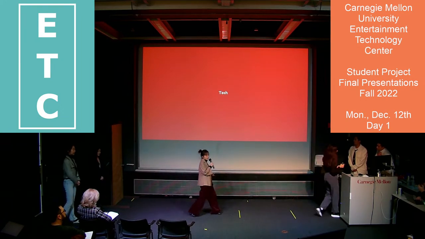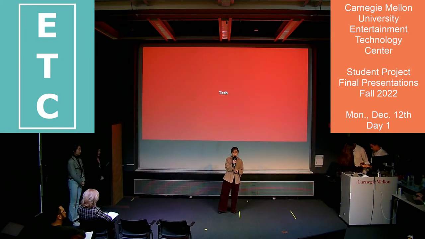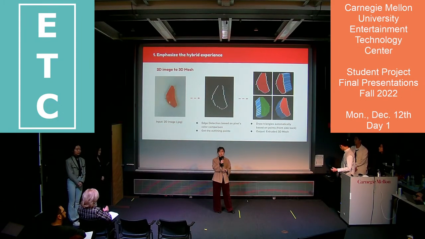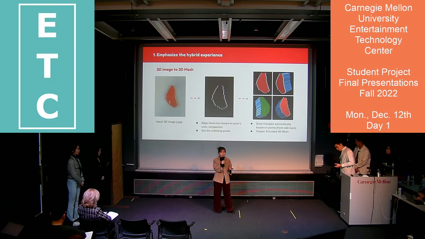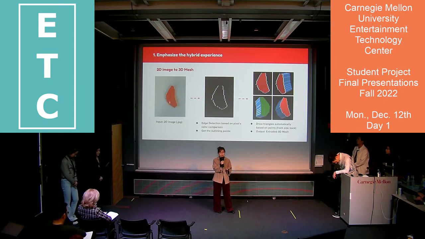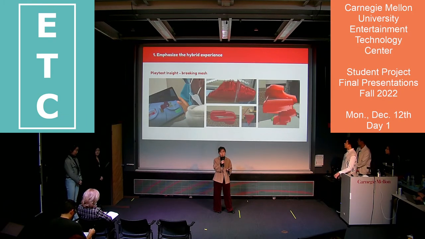Next, I will introduce the implementation and iterations from a tech perspective. So first, it's about how to emphasize the hybrid experience, which leads us to the question of how to convert 2D image to 3D mesh. We finished our first attempt before halves, which is based on image processing, drawing triangles, and extrusion. Well, this method didn't really work well in our playtest day, since the breaking mesh problem was happening a lot.